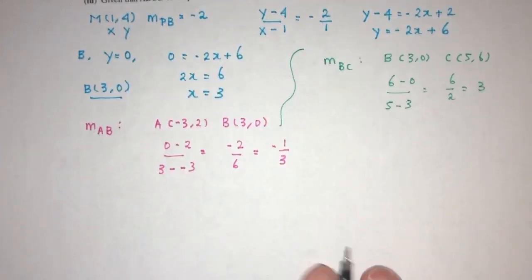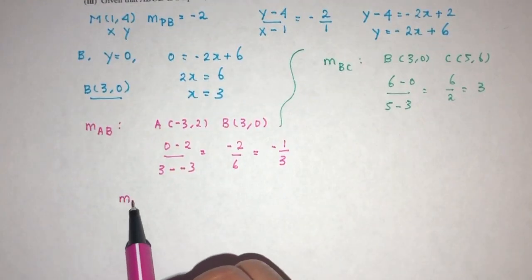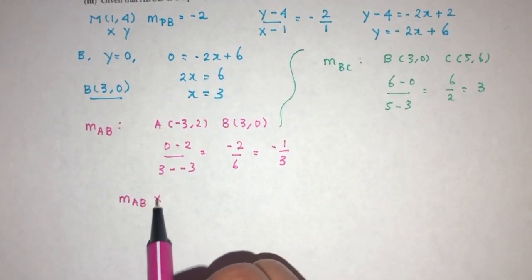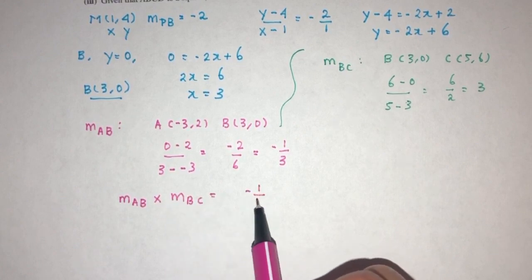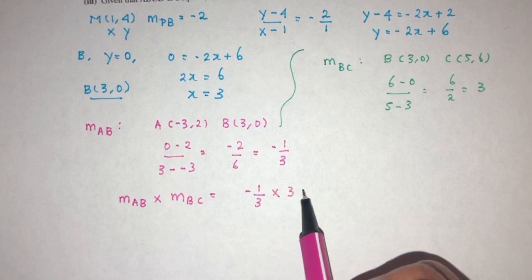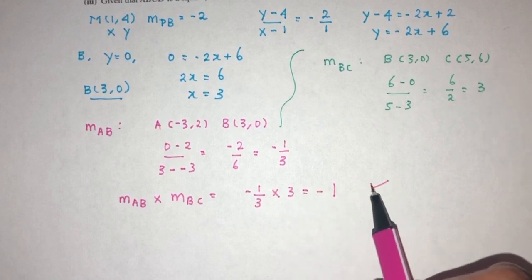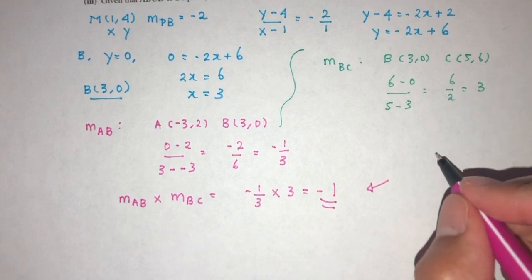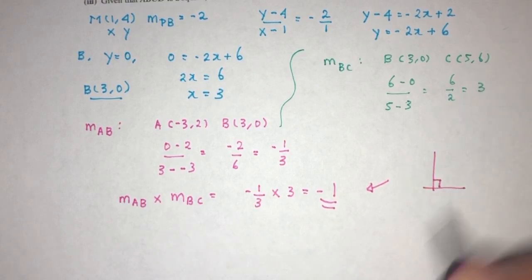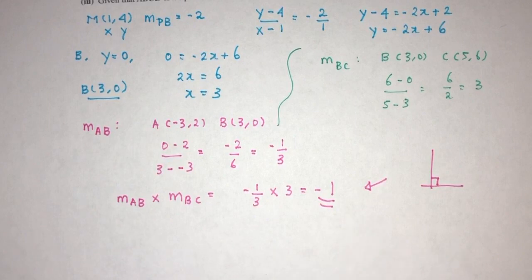So you can see, we can multiply them by each other. The gradient of AB multiplied by the gradient of BC gives -1/3 times 3, and that should be -1. This is shown as required. Once you show their product gives you -1, we show they are perpendicular to each other. That's how you show part 2.